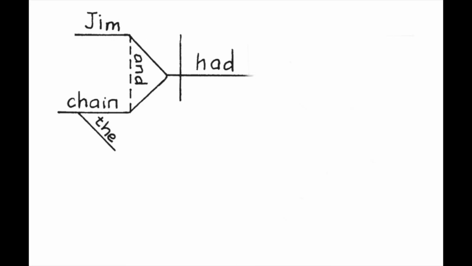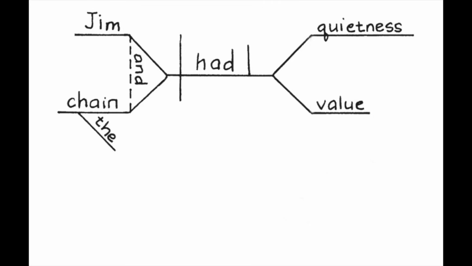What did Jim and the chain have? Quietness and value. Since we have two words acting as direct objects, this is known as a compound direct object. We will use the same type of bracket that we used for the subject, but we'll just flip it around to point the other way towards the subject-verb dividing line. Don't forget to put that direct object line perpendicular before the bracket, demonstrating that these words are acting as direct objects. We'll put quietness on the top line and value on the bottom line, keeping them in the order in which they appear in the sentence. Then we'll join them with and on the dotted line.